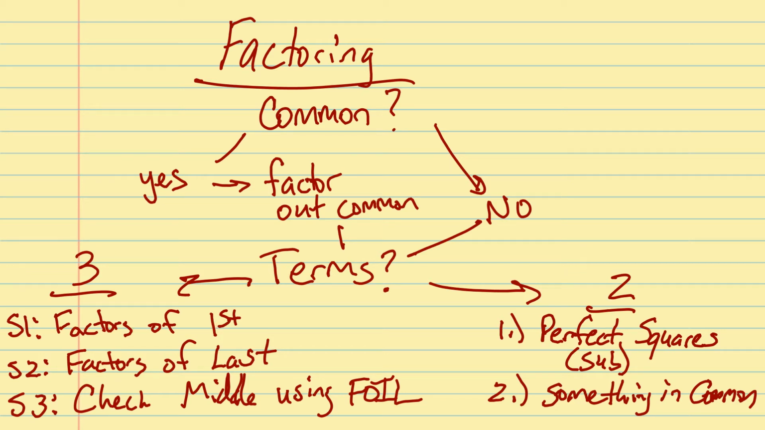You write the factors of the first term, then the factors of the last term, and then you check the middle using FOIL. We're going to talk about a shortcut when we have 1x squared. If there's only 2 terms, you're going to look for perfect squares, and there has to be a subtraction sign in the middle. If there's not a subtraction sign in the middle, you're not going to be able to do anything. If there isn't that, you're going to be looking for something in common. And if that doesn't happen, there's really no option. It's probably not factorable.